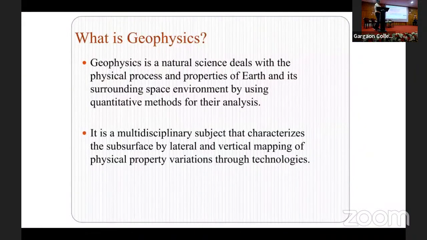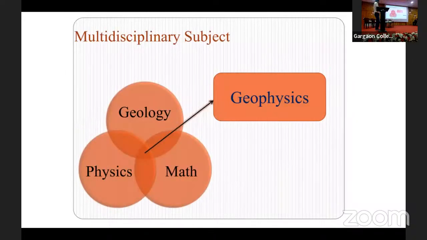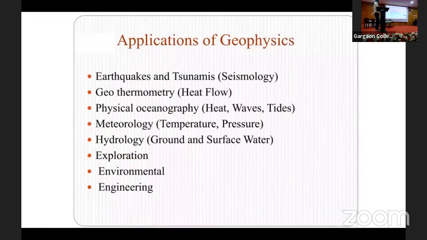Before going into details, let us see what geophysics is. Geophysics is a natural science that deals with the physical properties and processes of Earth. We use the concepts of physics, mathematics, and geology. So geophysics is a multidisciplinary subject that involves geology, mathematics, and physics. Definitely, geophysics is an applied subject.